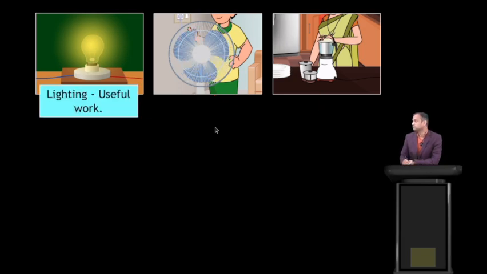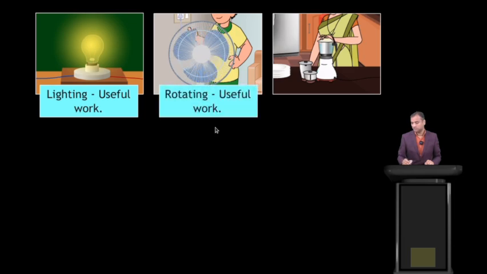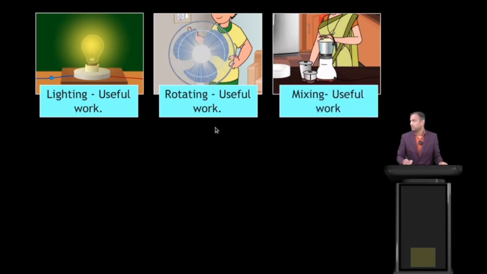Lighting is useful work, because why do we use an electrical bulb? What is your answer? Yes, obviously we use an electrical bulb to get light. Because if it is dark then we use the electrical bulb. So this is useful work. Again, a fan is rotating, and when it rotates it produces wind. And mixing is again useful work.